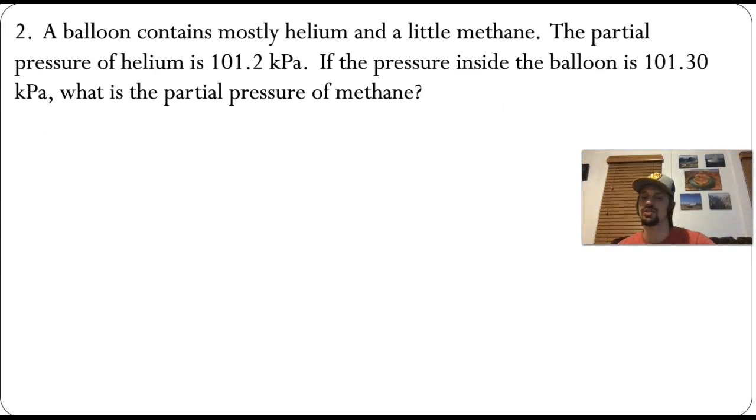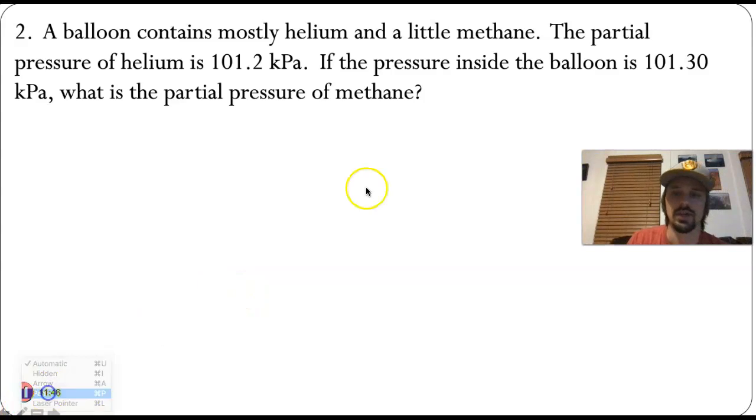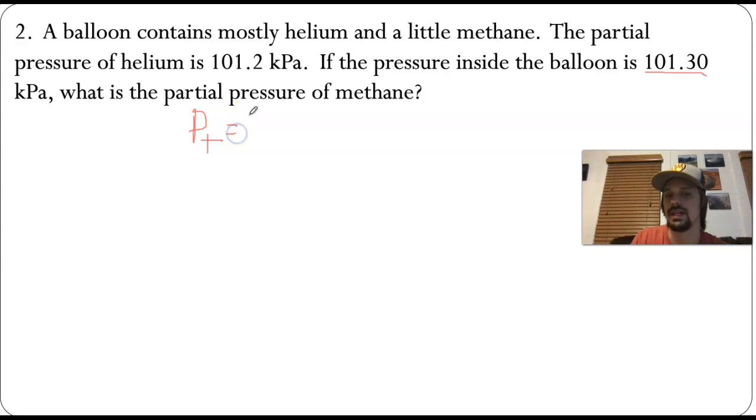Okay. All right. They're not all going to be addition. Sometimes they're going to be subtraction. Let's look at an example there. A balloon contains mostly helium and a little methane. The partial pressure of helium is 101.2 kilopascals. The total pressure inside the balloon is 101.3. Remember, that is my PT. That is my total pressure. Okay? Remember, PT equals P1 plus P2, and if there's a P3, you'd add P3.